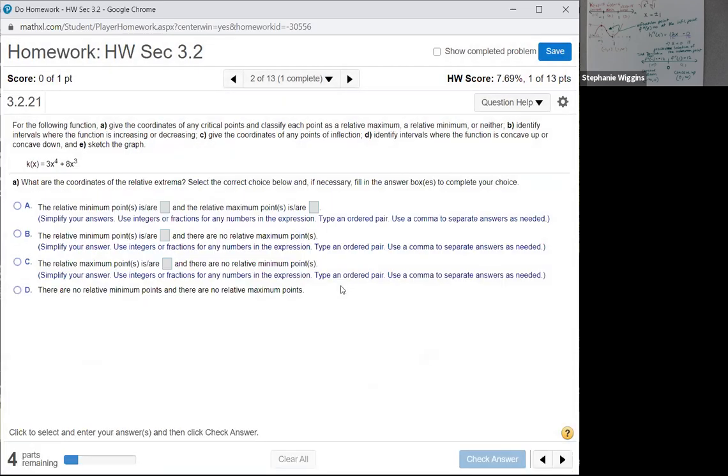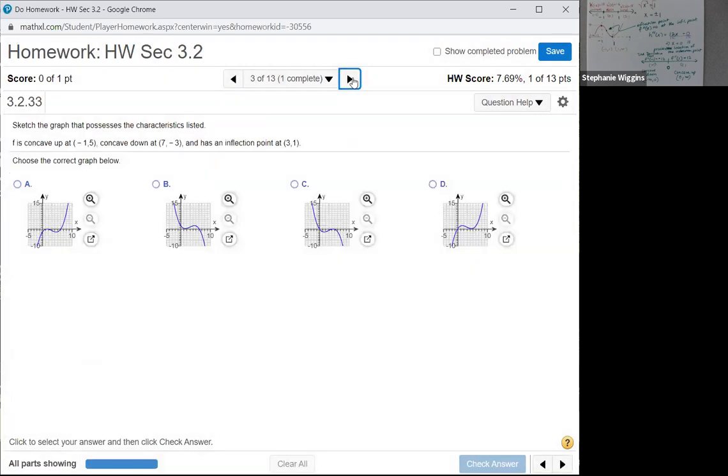So there's one other question like this, but then in the rest of the homework, there are a lot of problems that you just have to analyze based on concavity. So here, in this particular example, we have a function that has an inflection point at 3, 1.